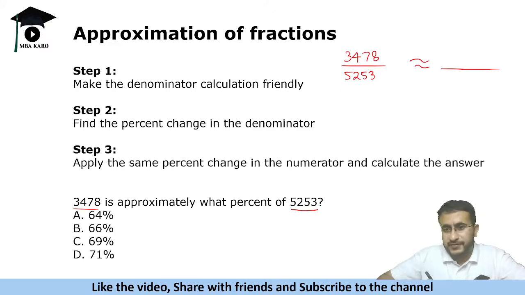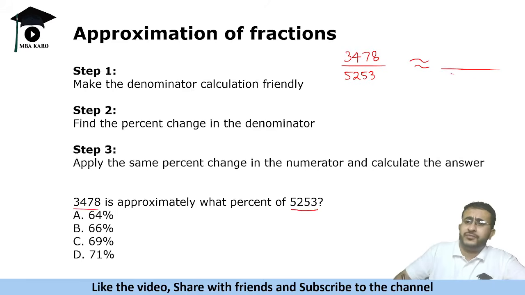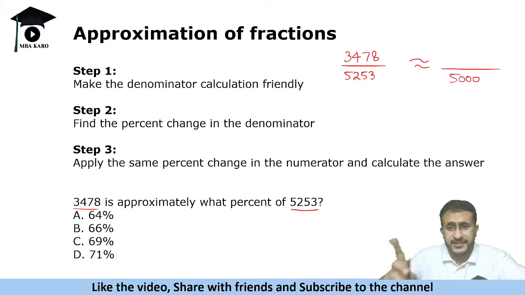table of 5253. I'm not going to divide by 5253 by any means. Now, do you know the table of 5? Yes, everyone knows it, right? Even a small kid can tell the table of 5. So what I do, I'll make it 5,000. Yes, step 1 done. Very simple. Calculation friendly denominator. Like 5 is a calculation friendly denominator.